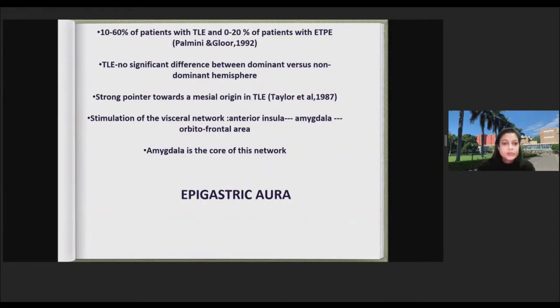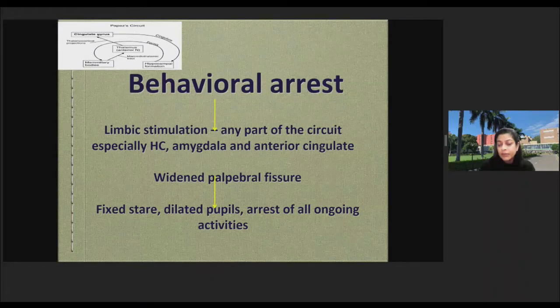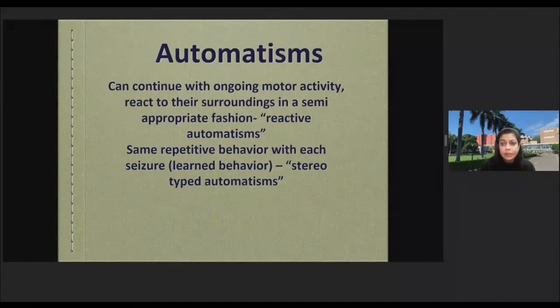So, just for the students here, when there is an aura which could have been interpreted as a retrosternal epigastric, it would point out to the anterior insular amygdala orbitofrontal area, as Alison said, and amygdala is core in that network. If there is fear and palpitations, you could again think of mesial temporal amygdala activation. Behavioral arrest, of course, we didn't see much in this, but in the seizures which she had subsequent to her implantation, there was some behavioral arrest in some of them. So that would also suggest a limbic involvement.